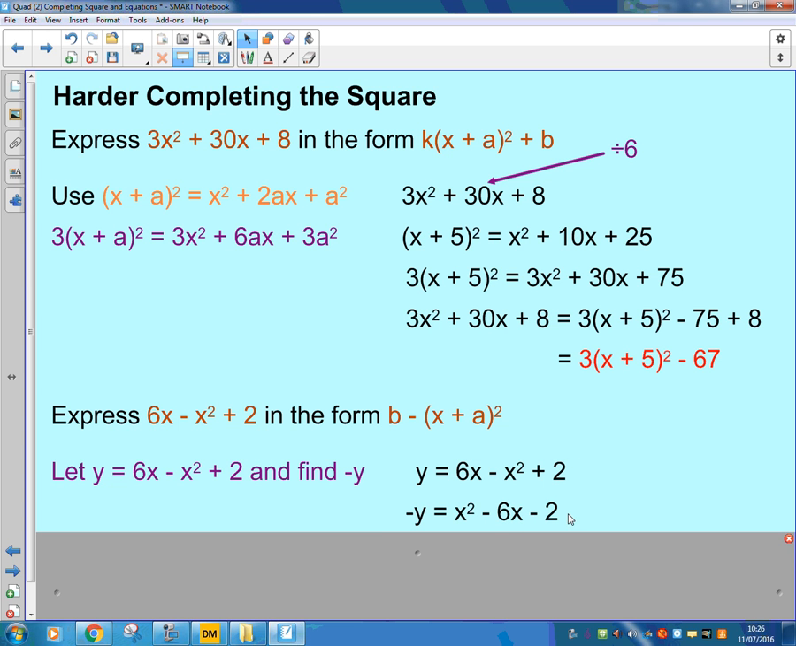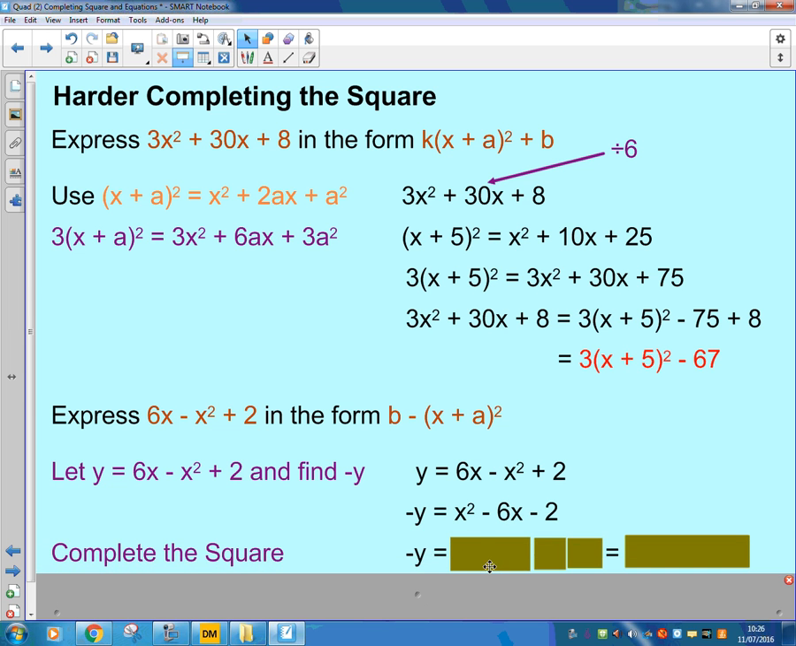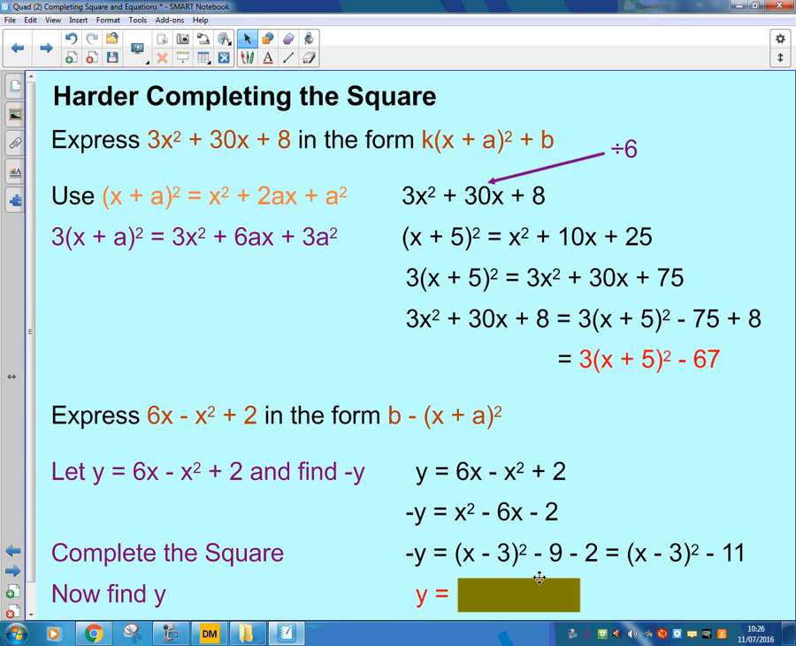Now it's easy to deal with. X squared minus 6x minus 2. So it's going to be x minus 3 all squared, because I just cut that in half. Obviously, if you remember, we then expand that, so you get x squared minus 6x plus 9. So you've got to take away the 9. We've also got that minus 2, so take away the 2. So you get x minus 3 all squared, take away 11. And that is what minus y is. So y, instead of it being this take away that, is going to be the other way round. It's going to be 11 take away the x minus 3 all squared.